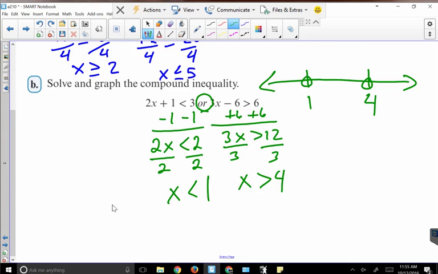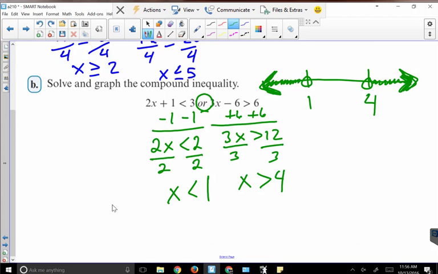Okay. Which way should I shade? Well, I want things that are less than 1. So that means I would have to go down this way. I want things bigger than 4, which means that I would have to shade up this way. So, my question is, is it possible for me to identify a number that is less than 1 or bigger than 4? Yeah, and that's the truth. I can get by with that.